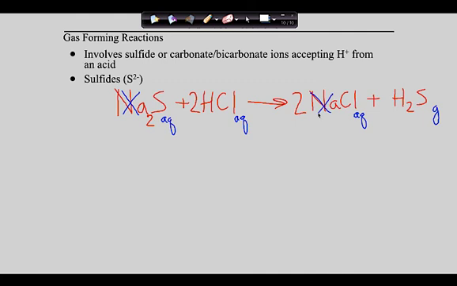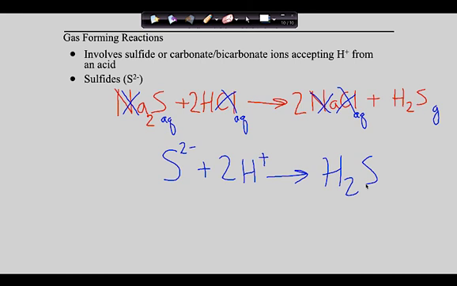Sulfide starts aqueous, ends up in a gas. Spectator? No. Hydrogen starts aqueous, ends up in a gas. Spectator? No. Chloride starts aqueous, ends up aqueous. Spectator? Yep. This is the net ionic equation for that reaction. Good? One more to go.